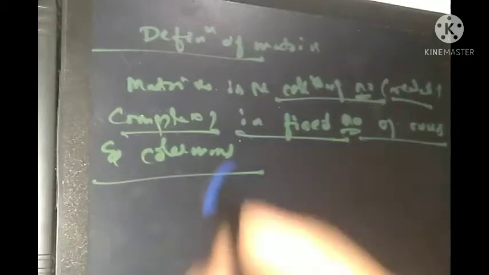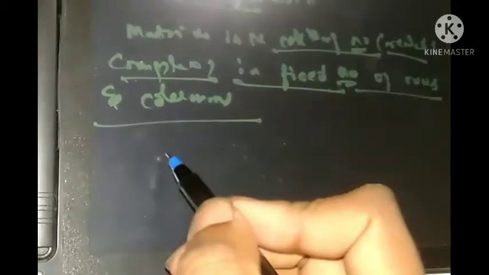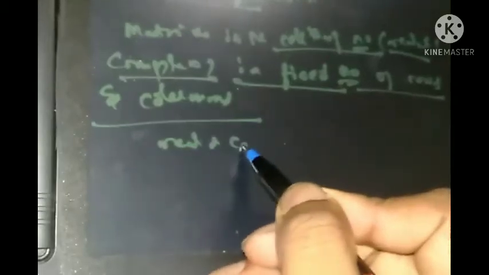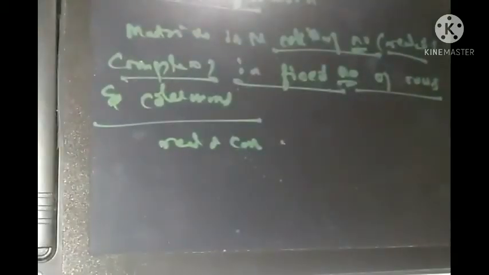What is the definition of the order of the matrix? We know that a set of m comma n numbers, real or complex, arranged in the form of a rectangular array having m rows and n columns, then m by n is called the order of the matrix.